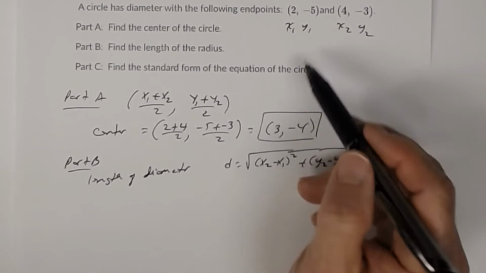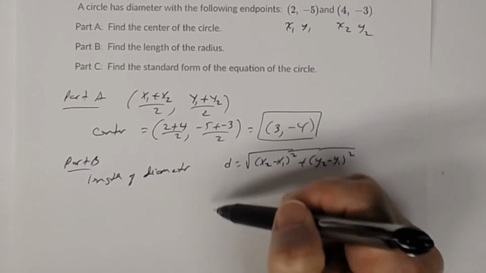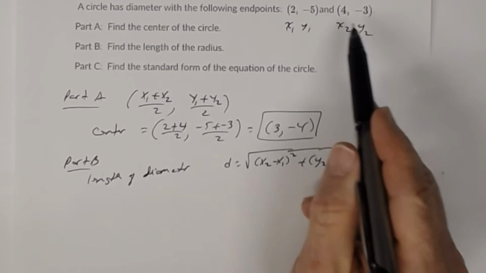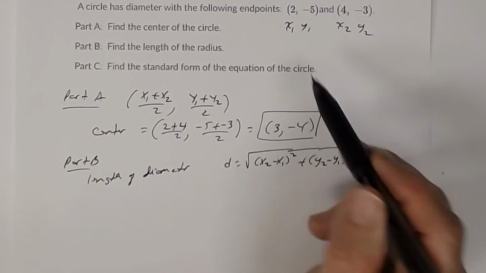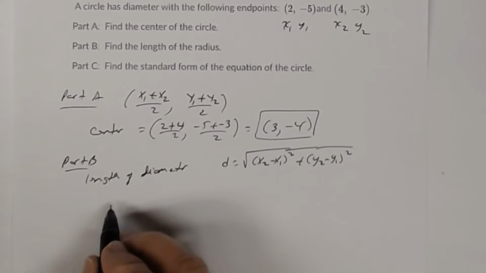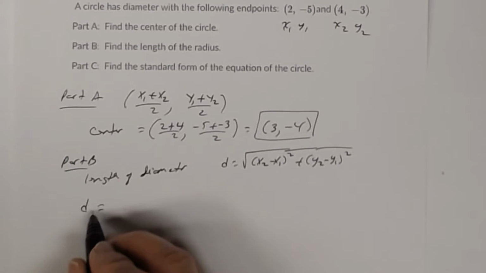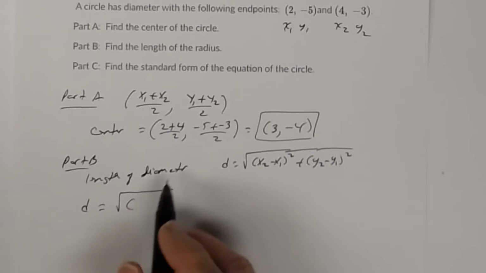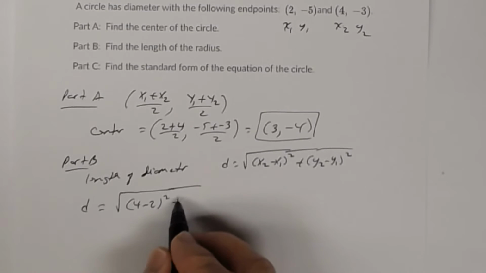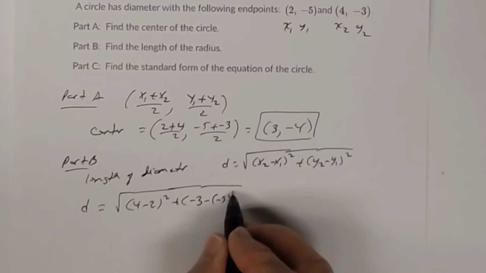But the reason I'm using this is, just to remind you, you could have made a mistake here, and that would not have been the center, and then the length of the radius would have been incorrect. So that's why it's a good idea to always use information from the original problem, because you could have made a mistake along the process. Okay, so the length of the diameter is going to equal the square root of (4 subtract 2) squared plus (negative 3 subtract a negative 5) squared.